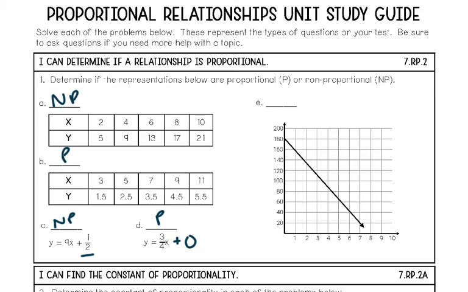And then the same thing is true for this graph. Even though it's decreasing at a constant rate, it does not go through the origin. So for it to be proportional in a graph, it has to be a straight line that passes through 0, 0. This one does not, so it is not proportional.